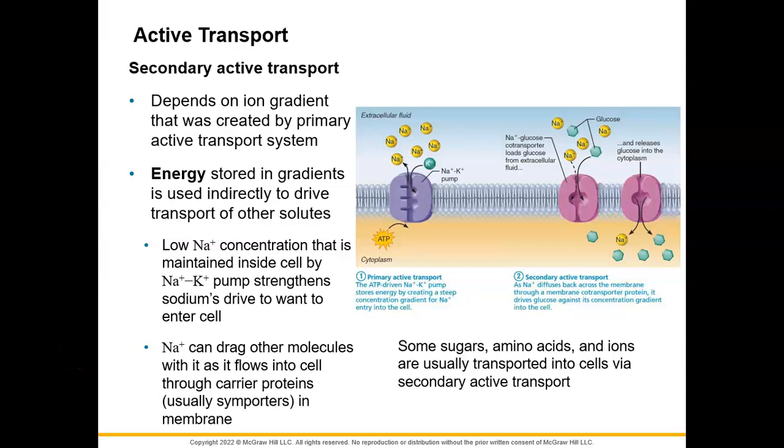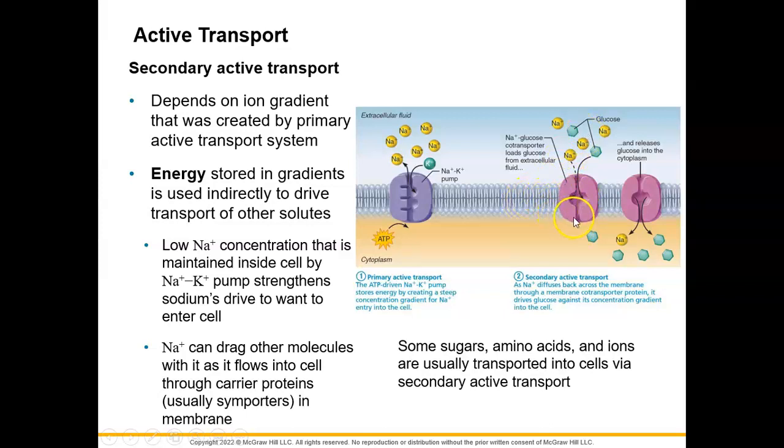Secondary active transport depends on ion gradients created by primary active transport. Energy is stored in gradients and used indirectly to drive transport of other solutes. Because the sodium-potassium pump has so many sodiums forced out of the cell, sodiums want to go to the inside of the cell where there's less sodium, and the inside of the cell has a negative charge and sodium has a positive charge. Well, opposite charges attract. So sodium wants to go into the cell, down its concentration gradient and towards the opposite charge. Sodium wants to come in really bad.